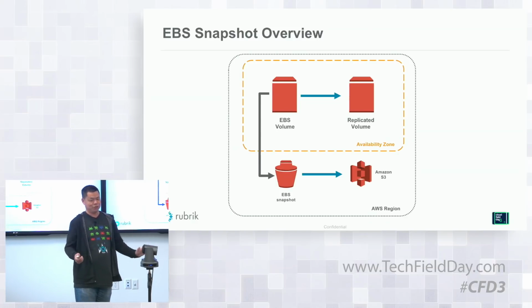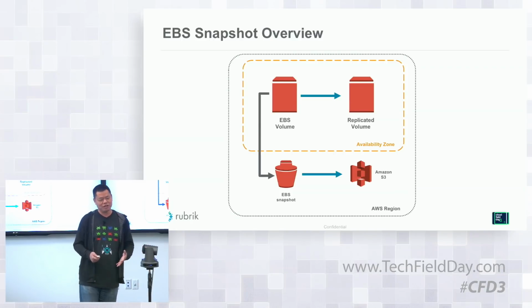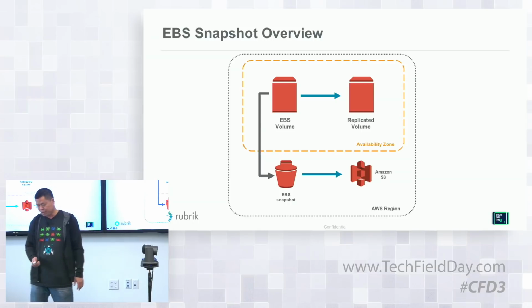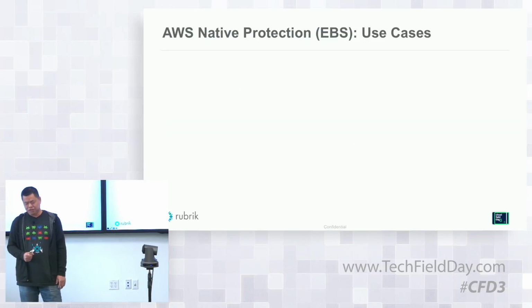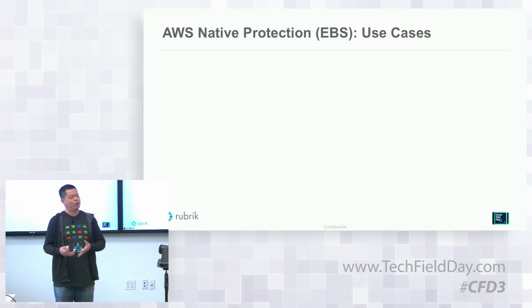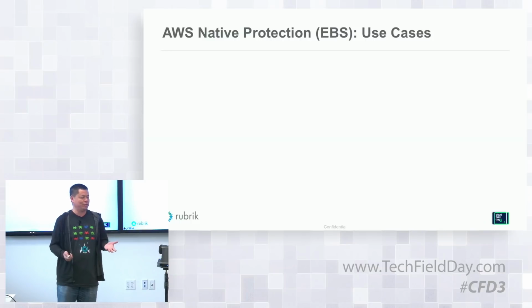Makes sense how this works? Pretty similar to some of the stuff you do on premises, but with kind of the regional aspects thrown in. So what are some use cases for EBS snapshots with Rubrik? If these primitives are already in place, why do people want to ask Rubrik to help them with this?